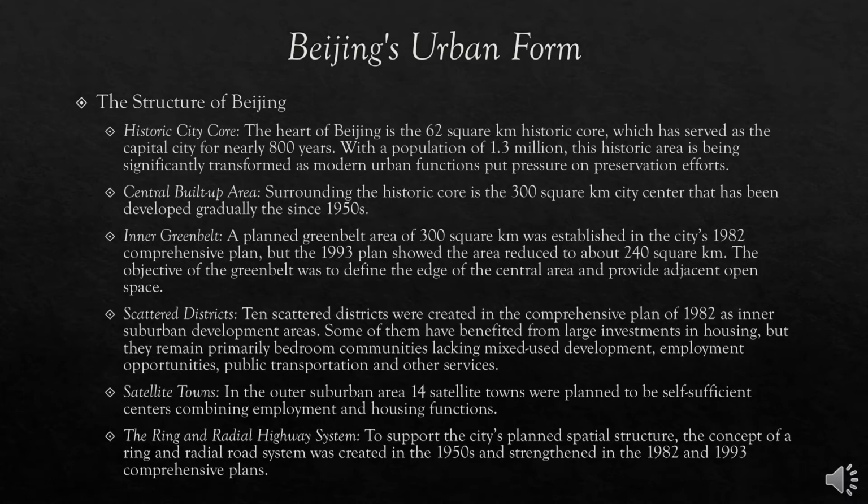To support the city's planned spatial structure, the concept of a ring and radial road system was created in the 1950s and strengthened in 1982 and 1983 comprehensive plans.